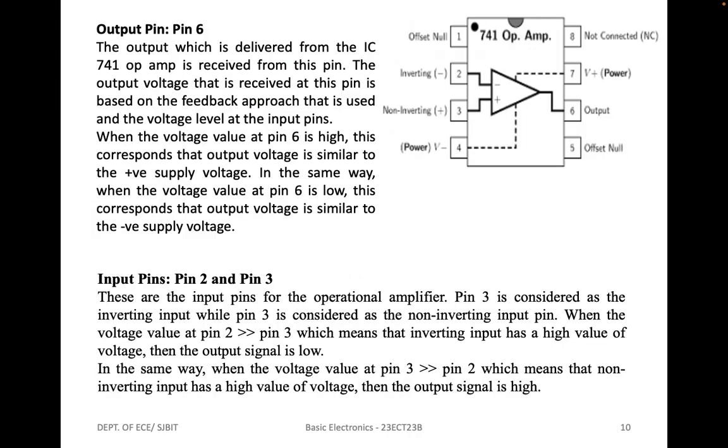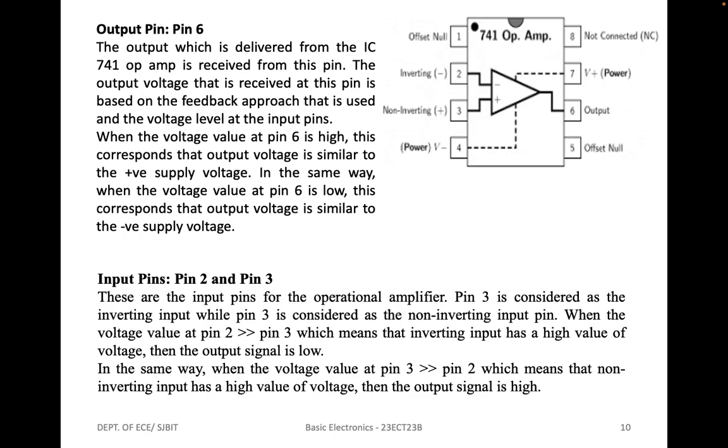The output pin is pin number 6. The output delivered from the IC 741 op-amp is received from this pin. The output voltage received at this pin is based on the feedback approach that is used and the voltage level at the input pins. When the voltage value at pin 6 is high, this corresponds to the output voltage being similar to the positive supply voltage. In the same way, when the voltage value at pin 6 is low, the output voltage is similar to the negative supply voltage.